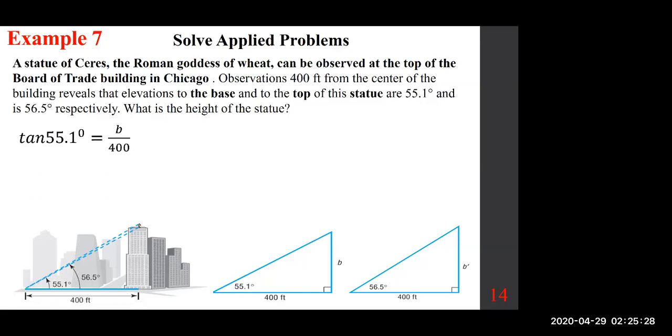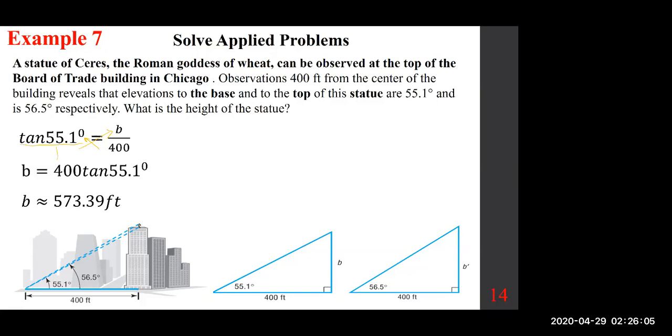You're practically done with this part, because how do you find B? You do the cross product. B equals 400 times tan of 55.1 degrees. And that results in roughly 573.39 feet. That would be the height to the base of the statue. In essence, maybe the height of the building, if you will.